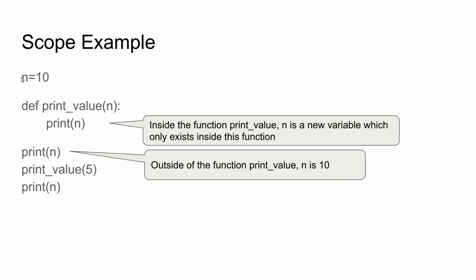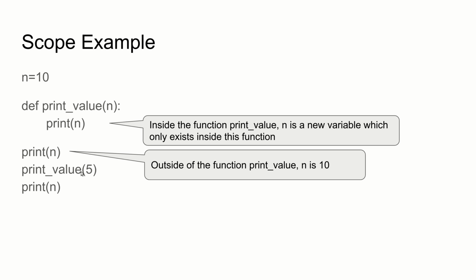Here's another example. I've defined this print value function, which takes a parameter n. But before I defined it, I defined in the global scope this variable n that's equal to 10. So again, it looks like n is the same between print value, where it's a parameter, and the global scope, where it's defined to be 10. But in fact, the global scope's n will be what I get when I use the variable name n outside of my function. So down here, I print n, that will print 10.